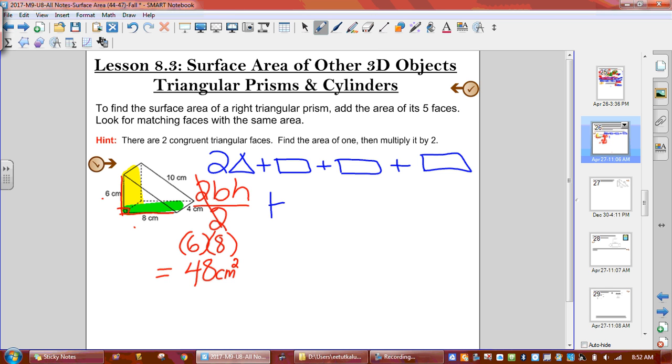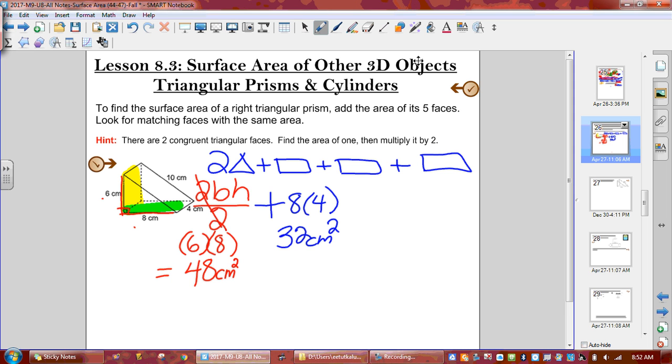Then we're going to now do the rectangles. So we're going to do the bottom green rectangle that it's sitting on. So the bottom green rectangle that it's sitting on is 8 times 4. Well, that's going to give us 32 centimeters squared.